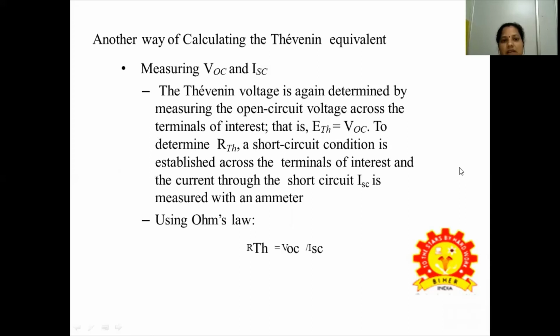So another way of calculating the Thevenin equivalent is measuring the VOC and ISC. The Thevenin voltage is again determined by measuring the open circuit voltage across the terminals of interest, that is, ETH equal to VOC. To determine the RTH, a short circuit condition is established across the terminals of interest and the current through the short circuit, ISC, is measured with the ammeter. So using Ohm's law, RTH equal to VOC divided by ISC.